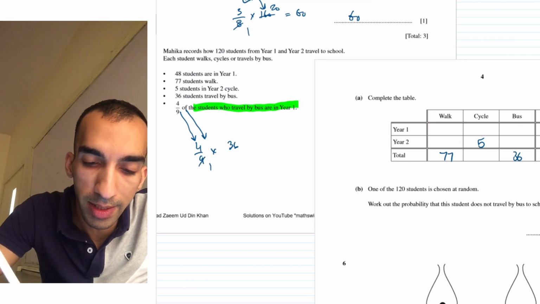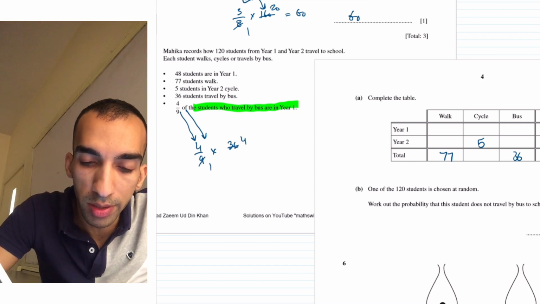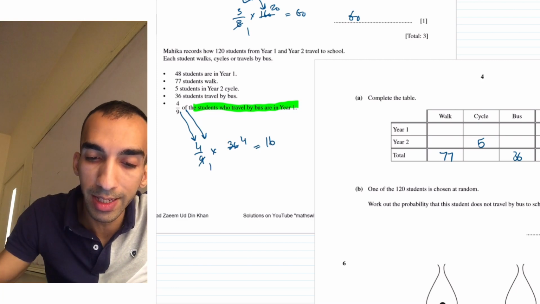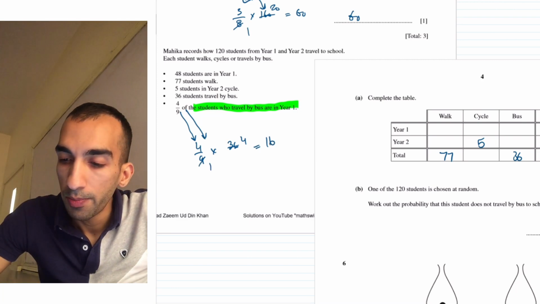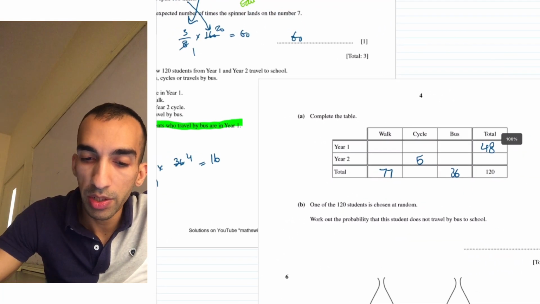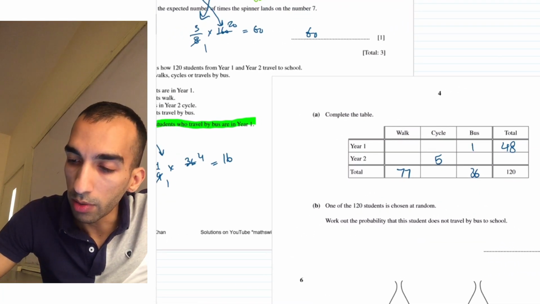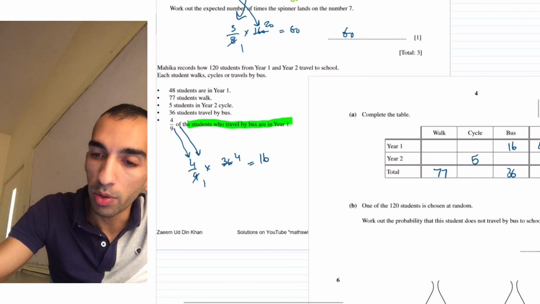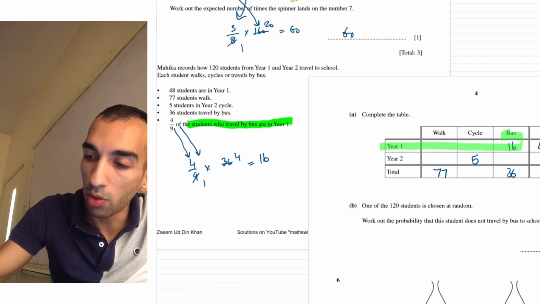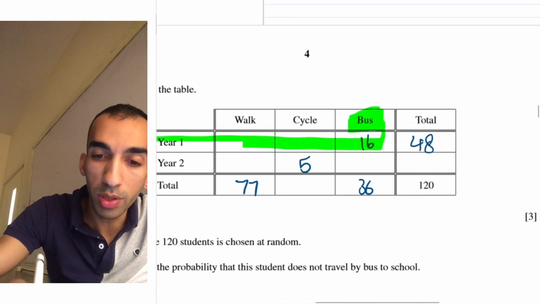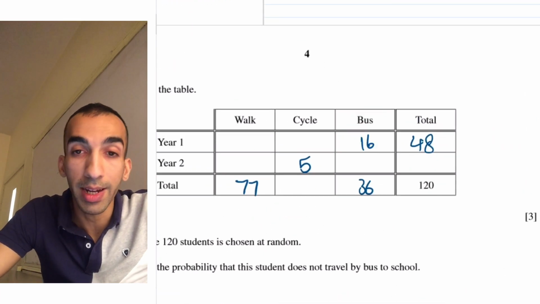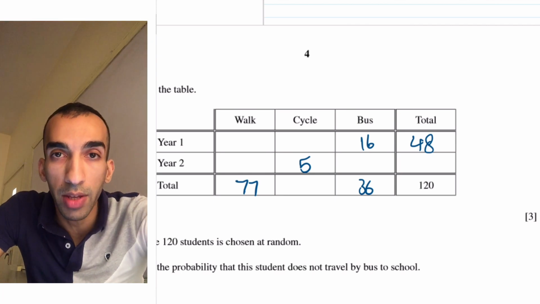If I were to simplify this, 9 ones are 9, 4 nines are 36, 4 into 4 is 16. 4 by 9 students who travel by bus are in year 1. So this number comes out to be 16. How? Because they're mentioning year 1 and they're also mentioning bus. So this has to be the number. Now we don't have any other values to figure out from the statement that they've given us.